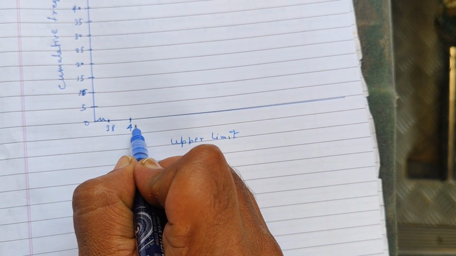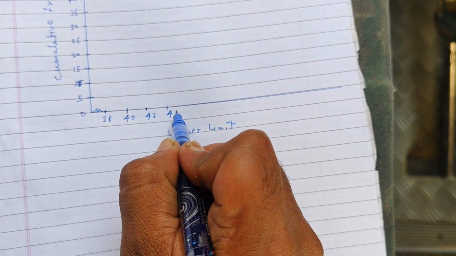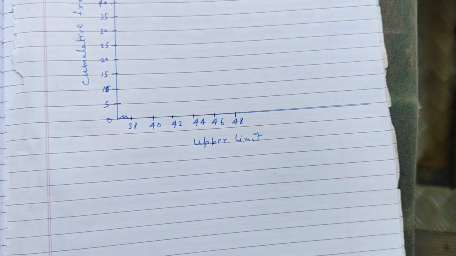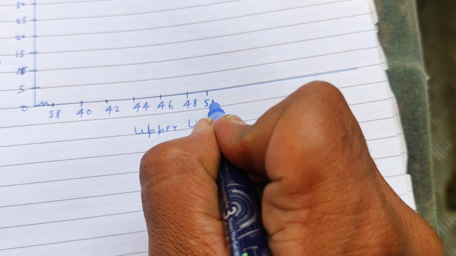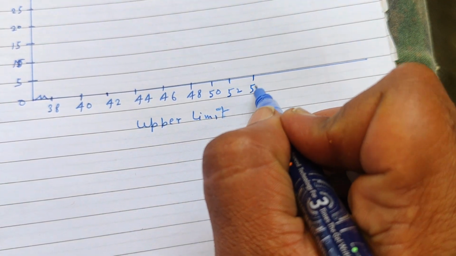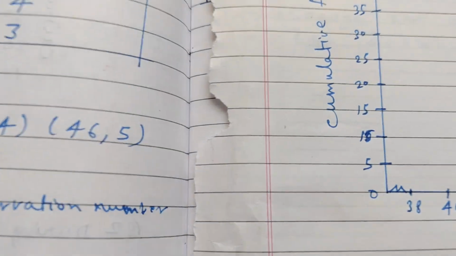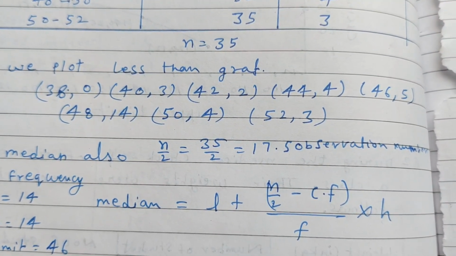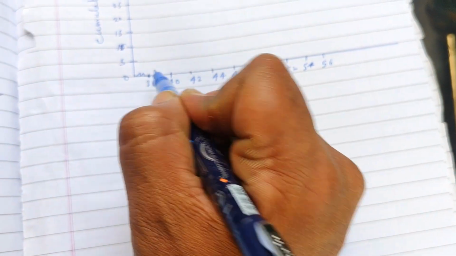On the other axis: 38, 40, 42, 44, 46, 48, 50, 52, 54, 56. The ready table is 38 to 0. So here 38 to 0 is this point.